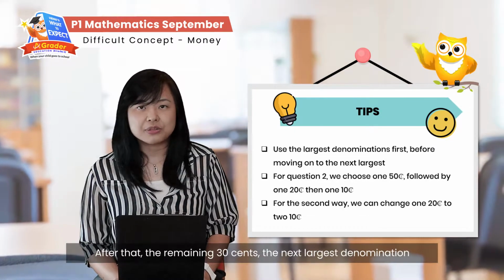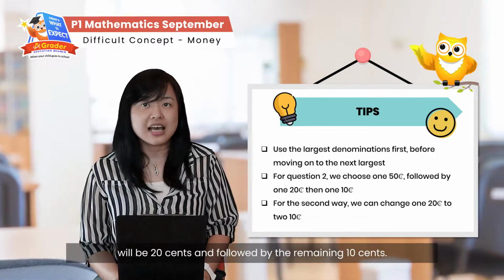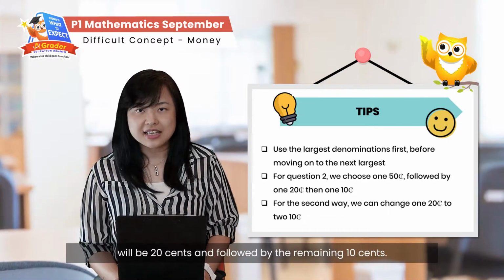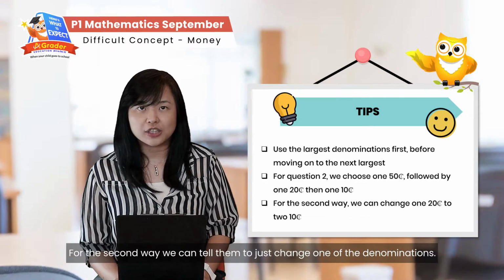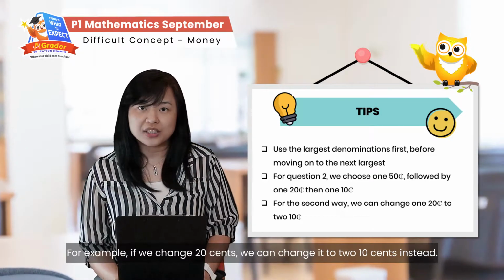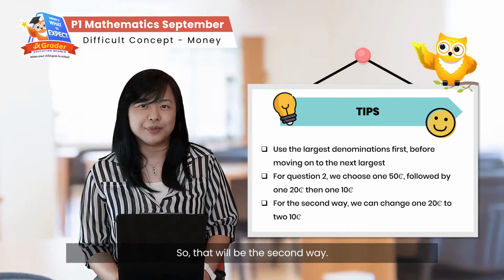Then after that, the remaining 30 cents, the next largest denomination will be 20 cents and followed by the remaining 10 cents. For the second way, we can tell them to just change one of the denominations. So for example, if we change 20 cents, we can change it to 2 10 cents instead. So that will be the second way.